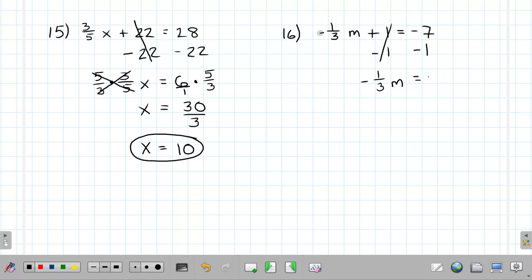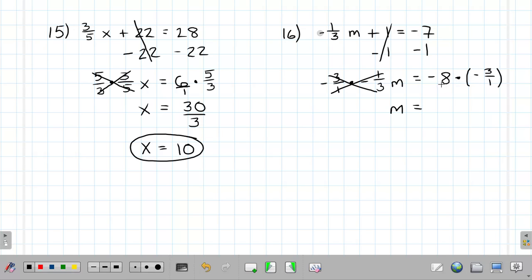Negative 7 minus 1 is negative 8. So here's where we get to the same point we were over here, except we've got to remember we need to multiply by the reciprocal. And the reciprocal has to be the same sign as the fraction that we have here. So since this is a negative 1/3, the reciprocal is negative 3/1. So we have to do the same thing over here, negative 3/1. The whole point here is those will cancel out. Negative times a negative is a positive 1. So m is equal to negative times a negative is a positive.